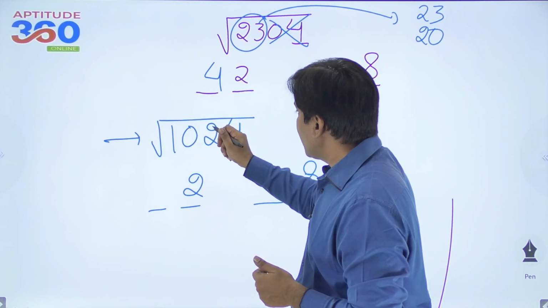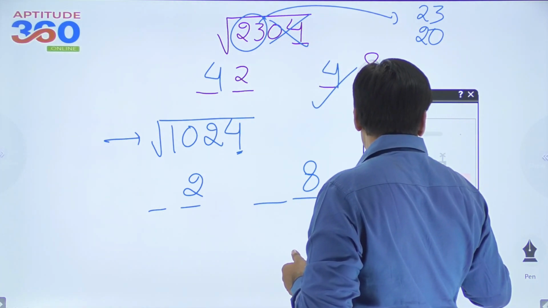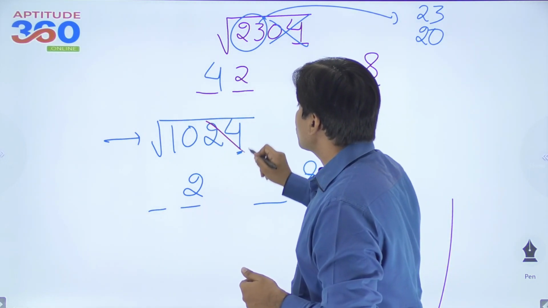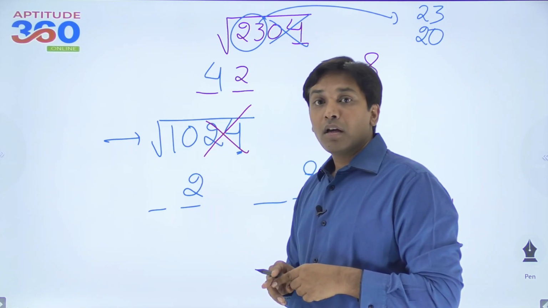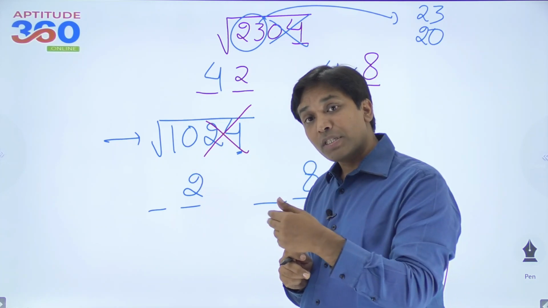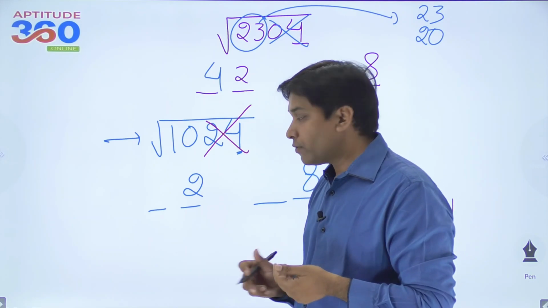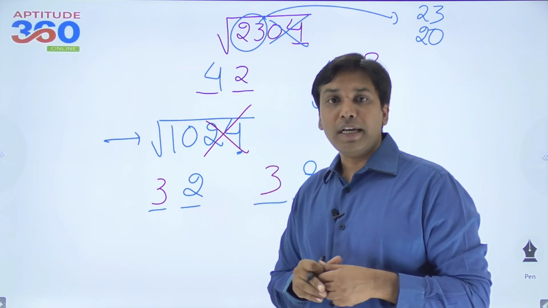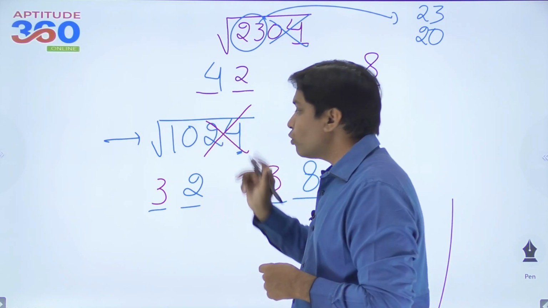Now what do I have to do? I have to discard the last two digits. If I discard the last two digits, these two are gone and I am left with 10. And what is the perfect square number which is just less than 10? It is 9. And what is the square root of 9? 3. So out of 32 and 38, one number is going to be the square root of 1024.